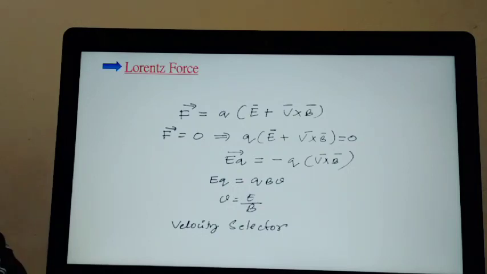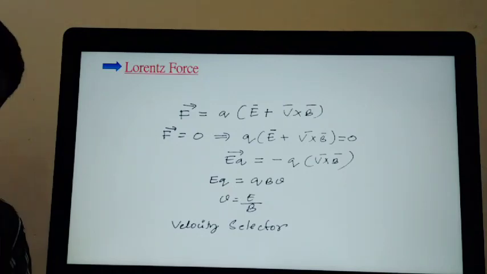This ratio E by B is known as the velocity selector. Why is it called the velocity selector? This is the velocity with which a particle can move through simultaneous electric and magnetic fields without experiencing any force. When you adjust E and B, that v will remain constant. That is why the ratio E by B is called the velocity selector.